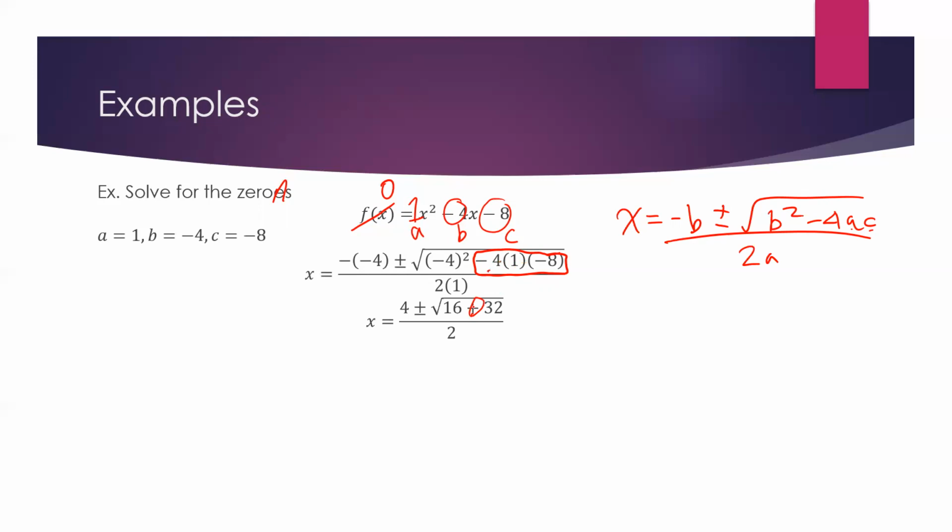So then we end up getting positive 32, which means I can add 32. And then I have 4 plus or minus the square root of 16 plus 32 over 2. And that ends up giving me 4 plus or minus the square root of 48 over 2. And now I just take the square root of 48.